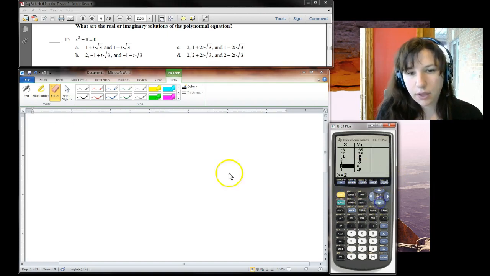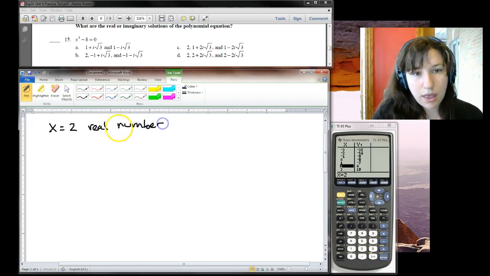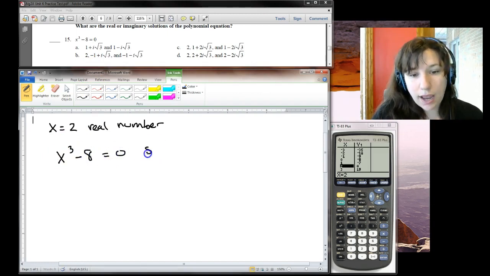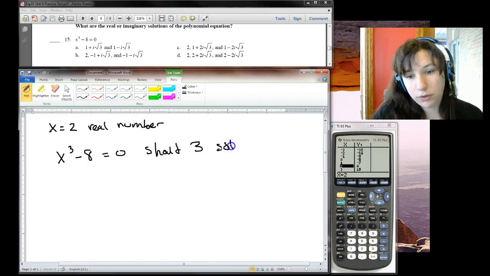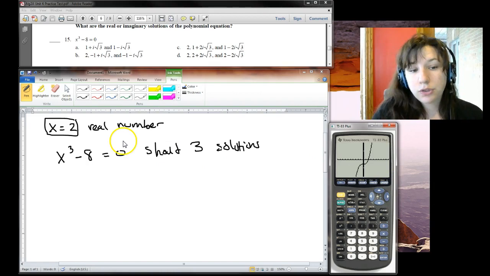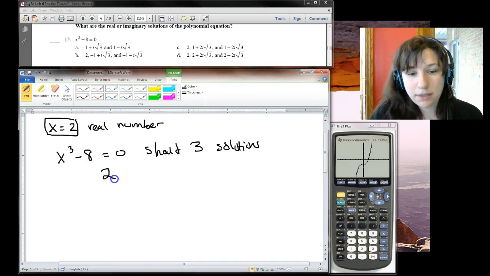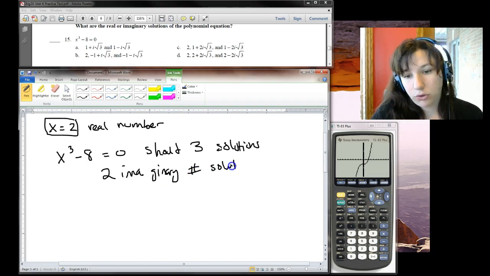Here it is, at 2. So I have one solution at x equals 2. Okay, now what's the problem here? This is an x cubed, so it should have 3 solutions. So when I see that x equals 2, this graph is only showing me the real numbers. So that means that it should have 3. I've got 1 real solution. I'm missing 2 imaginary solutions, imaginary numbers for my solutions.